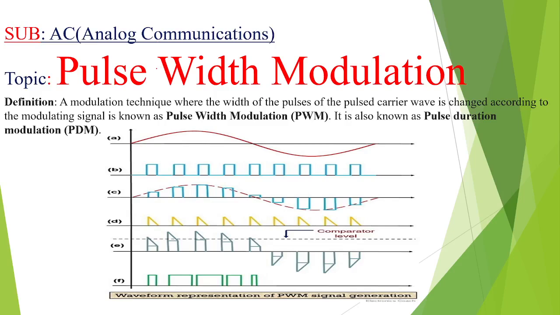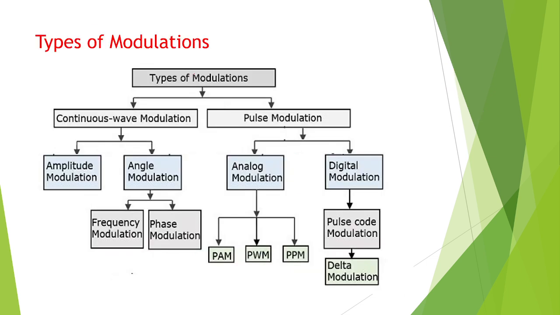I'm going to explain about pulse width modulation. As you know, pulse width modulation means the carrier width is changing according to the message signal. I'll explain clearly. Before that, you should know what the types of modulations are.